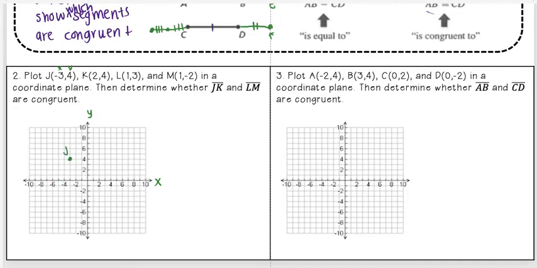So that's my J, and I'm going to label it as J so I remember. And then for my K, that's at (2, 4), so I need to go right 2 and up 4. This is going to be a line segment, so I don't want arrows, I'm just going to put a line between them. Okay, and then let's look at LM. L is at (1, 3). So that's L. And then M is at (1, -2), so 1, down 2.